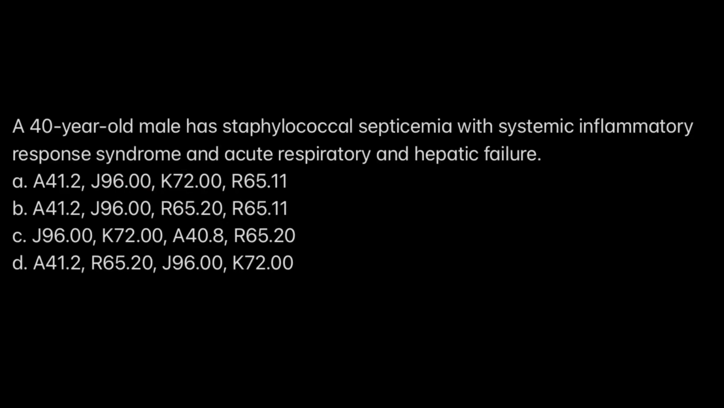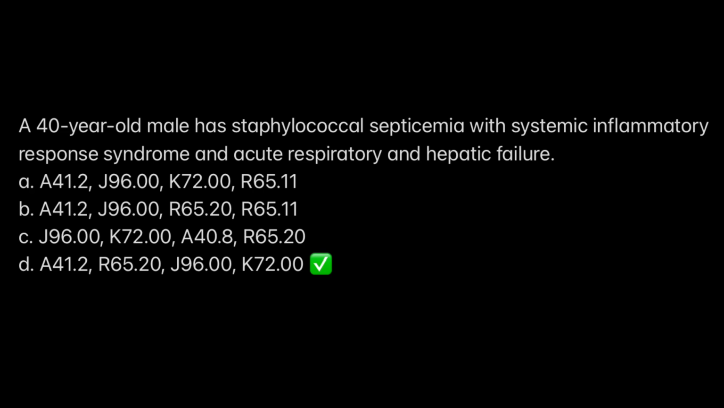So our correct answer for this question is going to be D, A41.2, R65.20, J96.00, and K72.00. If you look at all the other answers, the first ones included the R65.11, which was SIRS without an infection. That should have told you that it is wrong for A and B. And then C, the codes are sequenced wrong, and the A40.8 was not the correct sepsis code. That should have told you that was wrong. Our correct answer is D.